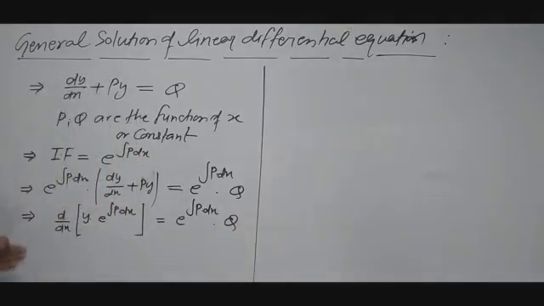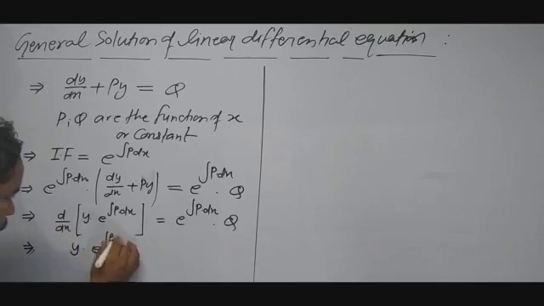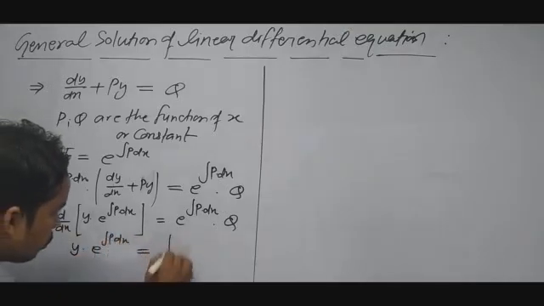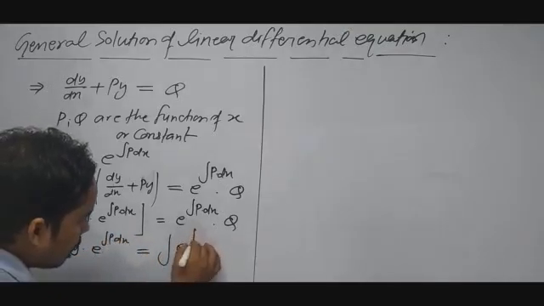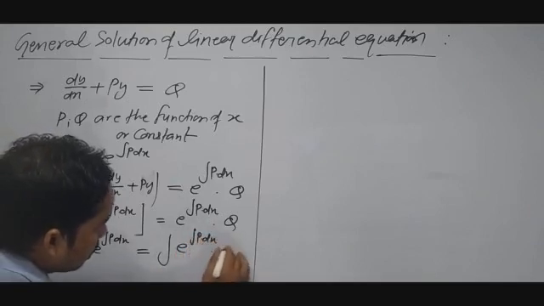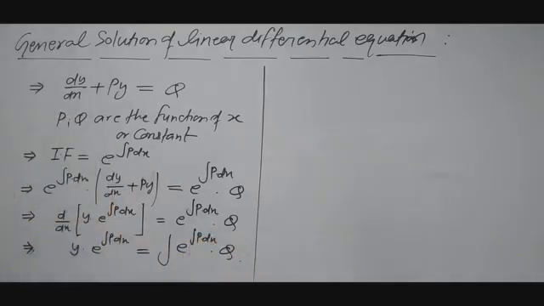And now in the next step, what you will see? You will integrate this function, and after integration the derivative will cancel out, meaning the antiderivative. After integration this result will be y times e to the power integration of P dx is equal to integration of e to the power integration of P dx times Q dx.